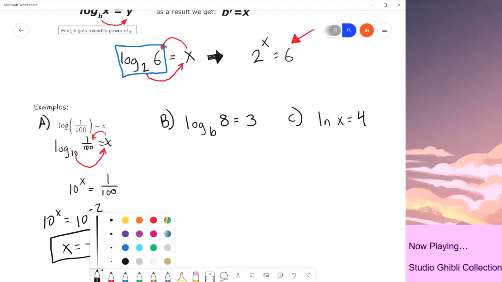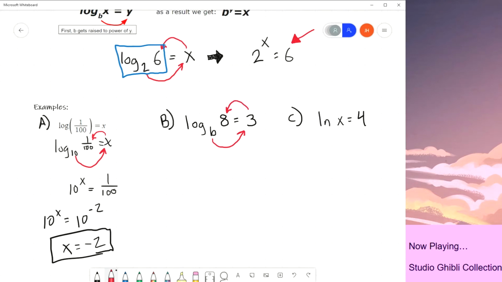Let's do a couple more examples. Here I have the base is the unknown, right? So I have log base b of 8 equals 3. Once again, we can use our decoder ring to undo it. And we get that b cubed equals 8. If b cubed is 8, what would be the base? Well, I happen to know that 8 is a power of 2, and it's 2 to the third. So I know that if I do a cube root to both sides, the cube root of 8 is 2, so b equals 2.